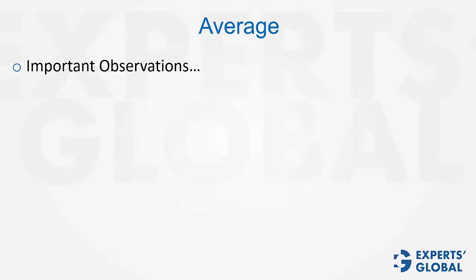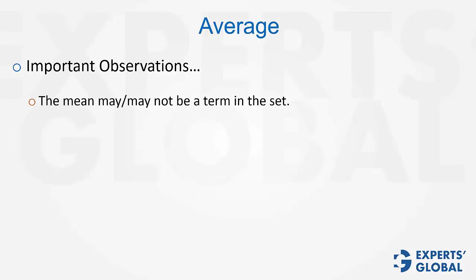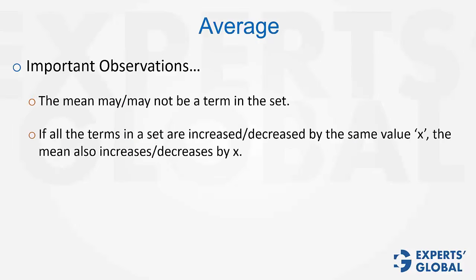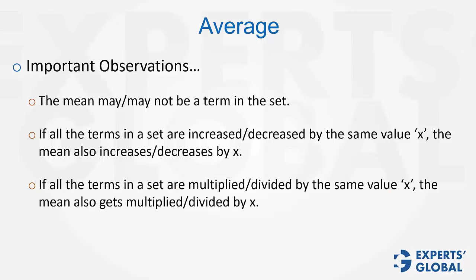Some important observations about averages. The mean may or may not be a term in the set. If all the terms in the set are increased or decreased by the same value, x, the mean also increases or decreases by the same value, x. If all the terms are multiplied or divided by the same value, x, the mean also gets multiplied or divided by the same value, x.